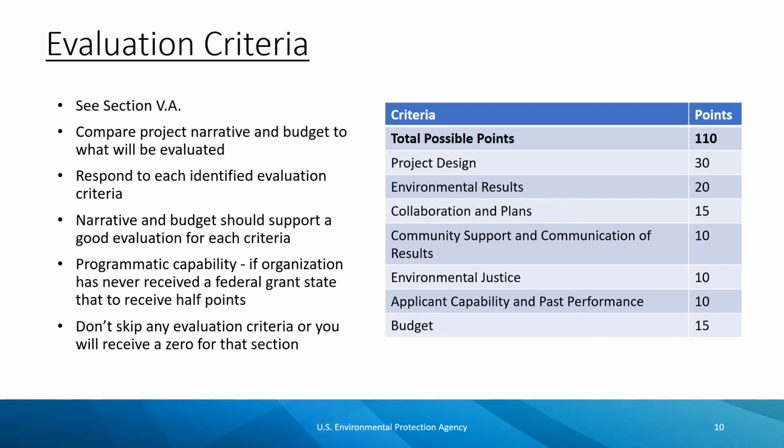If you skip or fail to provide any information for any of the evaluation criteria, you will get a 0 for any section skipped. The table on this slide shows the point value of each evaluation section. It is very important that you read the criteria identified in Section 5A and provide sufficient detail in the narrative and budget for each to be evaluated.